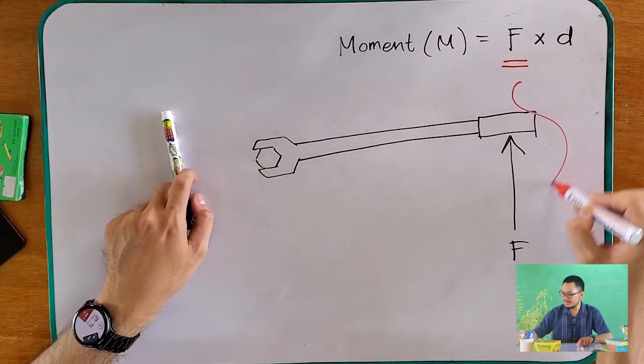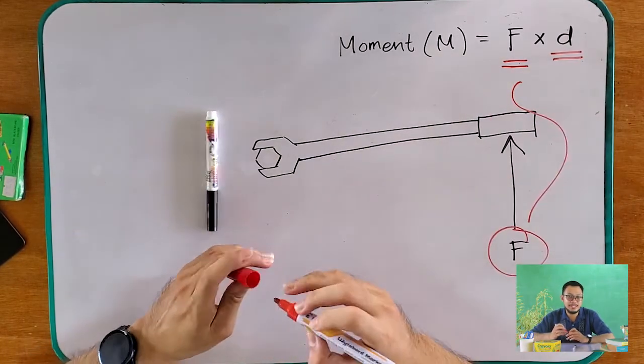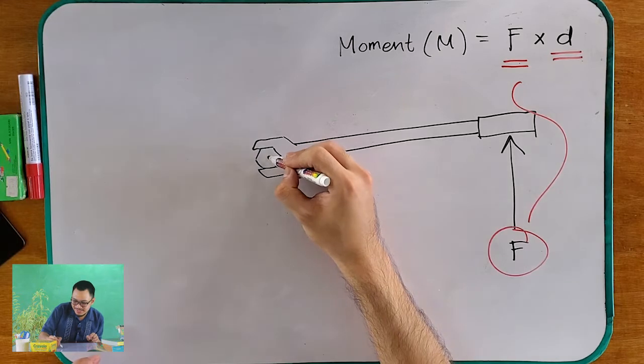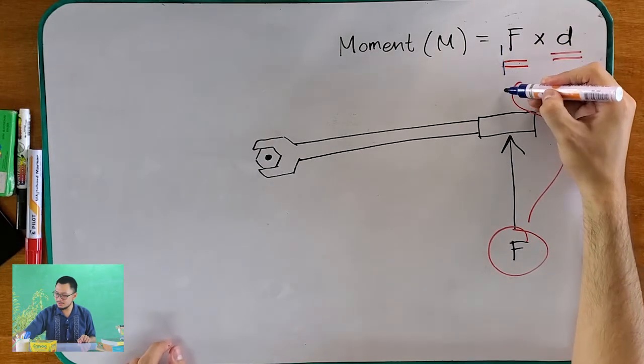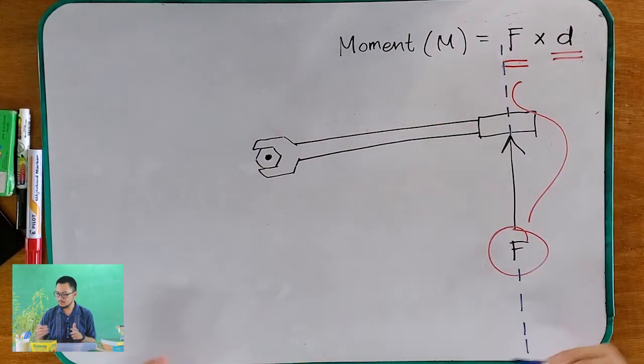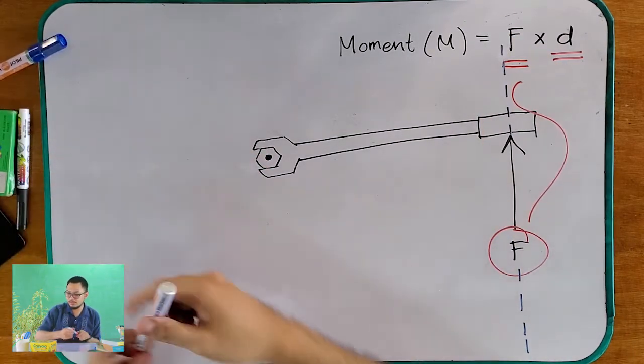And we all knew that your F is basically the applied force. And now, what is your D? Actually, your D is the perpendicular distance from the force to the point where the moment is created. In this case, this is your moment axis, and this is the direction of your force. I will mark it so that it is clearer.